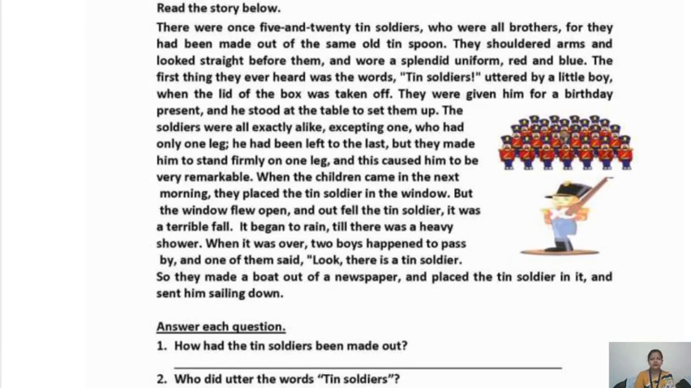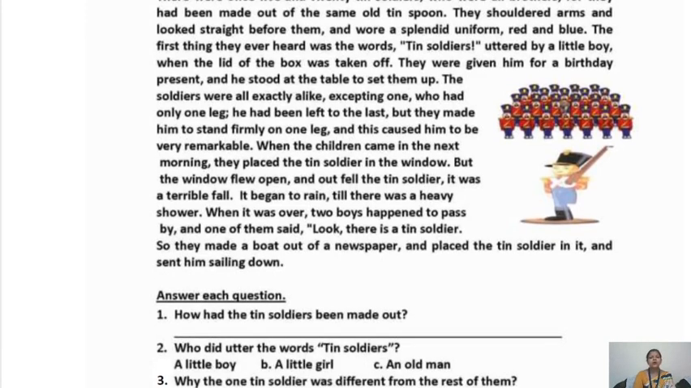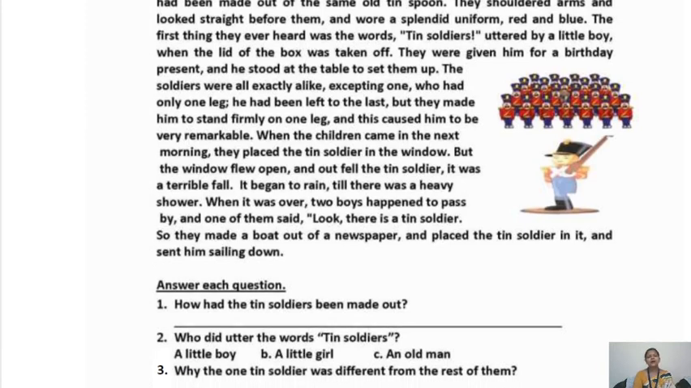Now the next question is, who did utter the words the tin soldiers? Here, three options are given. You have to choose the correct option: a little boy, a little girl, an old man. Who uttered? Uttered means spoke. So who uttered the words tin soldiers, a boy, a girl, or an old man?